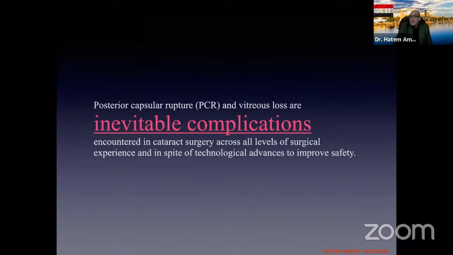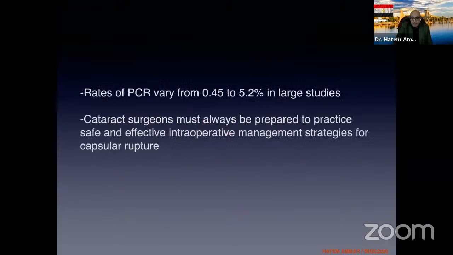Posterior capsule rupture and vitreous loss are inevitable complications encountered in cataract surgery across all levels of surgical experience, in spite of technological advances to improve safety. The rate of PCR varies from 0.4 to 5% in large studies. Cataract surgeons must always be prepared to practice safe and effective intraoperative management strategies for capsule rupture.